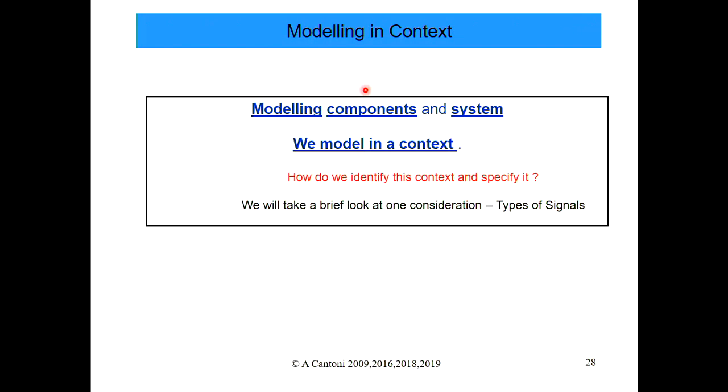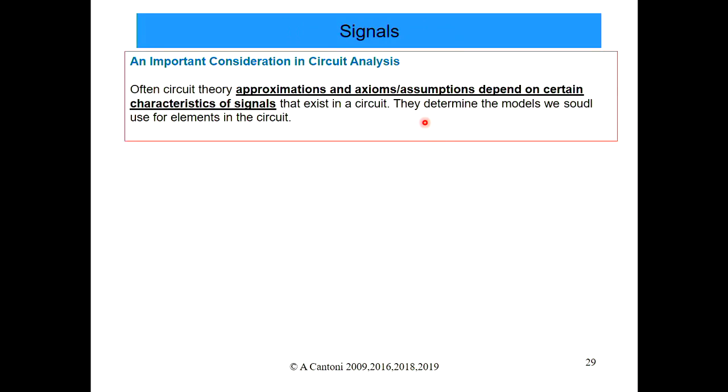Okay, so when we select a model, we want to model components and systems, and we do it in a context. As we mentioned before, one of the contexts is what we want it for, but also the types of signals that we need to represent. The type of signals determine the models that we need for each element.